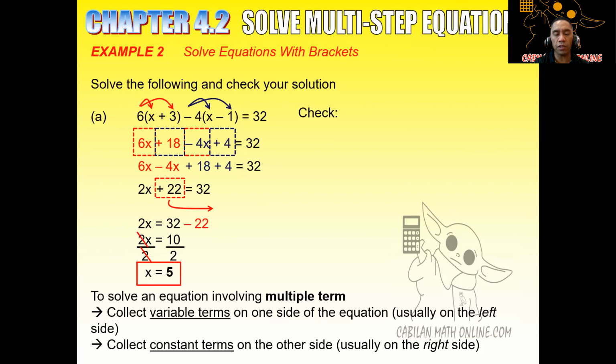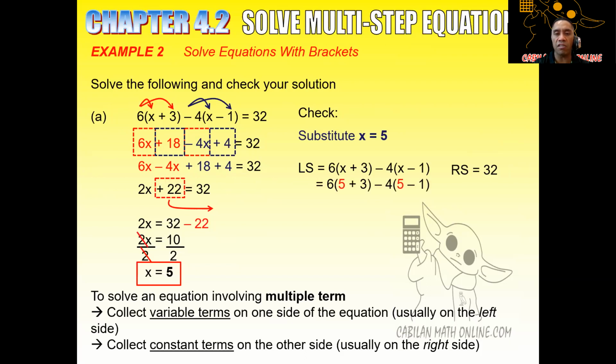Now, to do the check for this one, again, we're going to break it up according to the left side and right side. The left side is the entire left side of the equal sign, which is the stuff in the brackets there, and the right side is 32. Now what we're going to do is that anywhere we see an x, we're going to substitute the 5 in for that and see whether our left side and right side are the same.